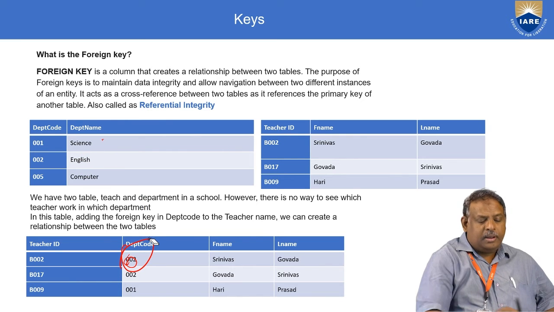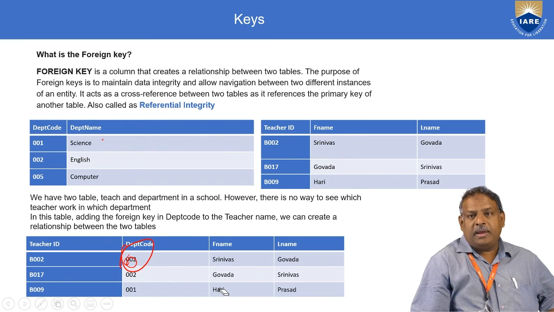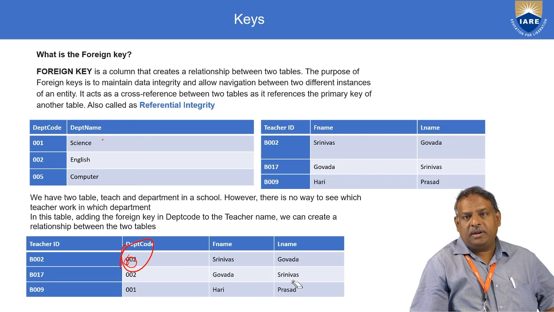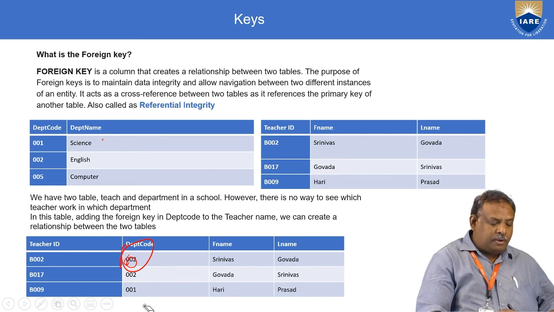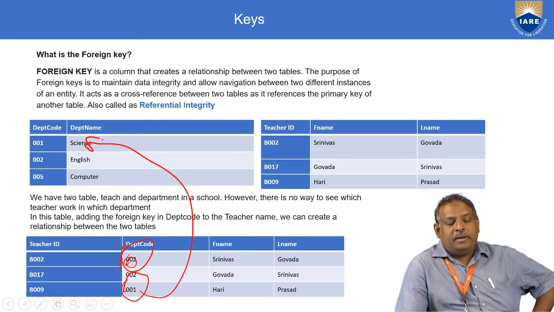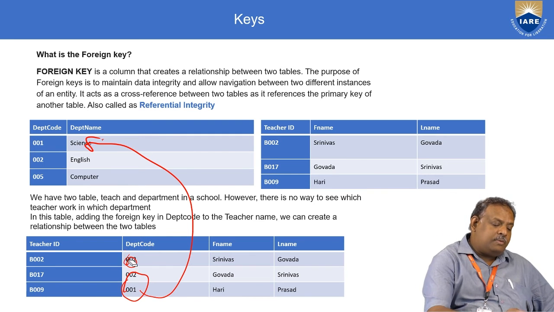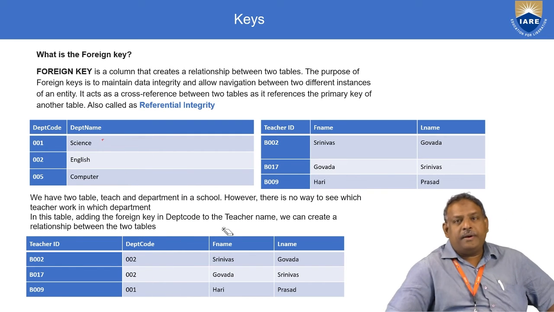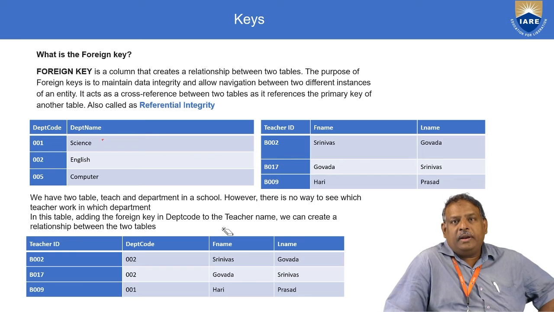Similarly, the teacher with first name Hari and last name Prasad teaches the science subject, based upon 001. Here it is matching the corresponding record in the master table, which is 001. So in this way we have seen how we can use the foreign key to get the data.